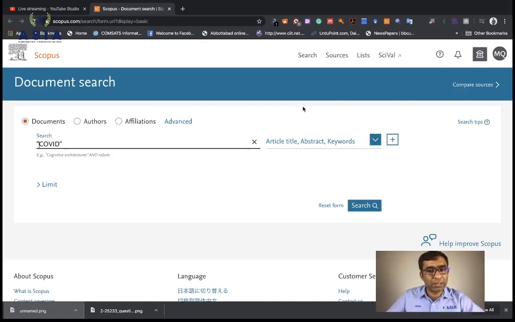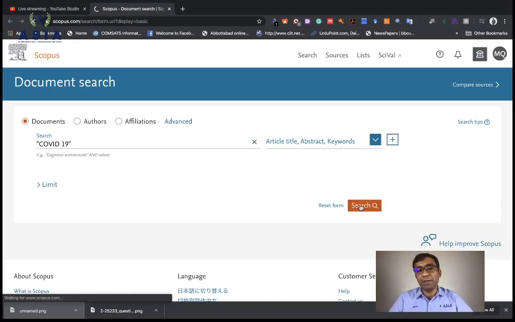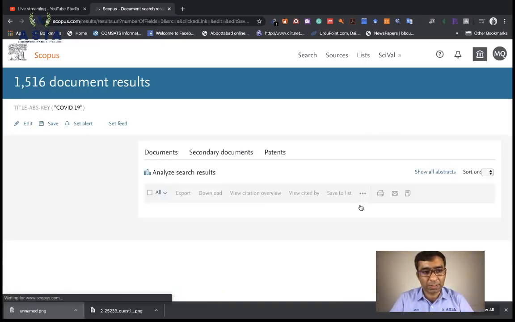JSTOR and all the others, ProQuest, EBSCO, they are all different, but you can find the tips to search for any of these databases here. More or less, the operation is the same. We are using multiple words as a single construct, so we need to include inverted commas before and after the words. Let's say "COVID-19" with the space. If I search, how many studies would I get?